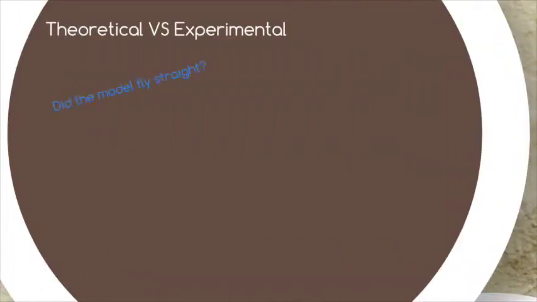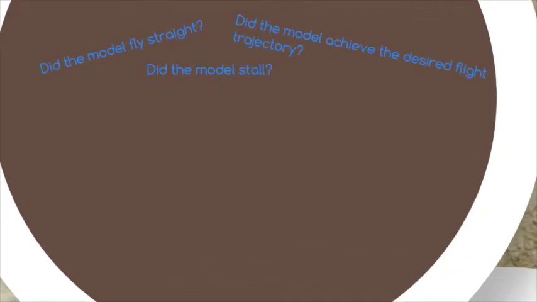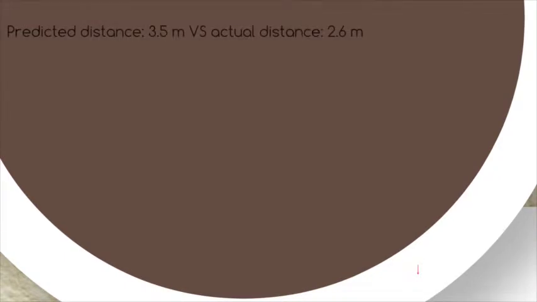So did the model fly straight? Did the model achieve the desired flight trajectory? Did the model stall? All these factors contribute to off-ideal performance. Comparing the most ideal flight condition case with the selected wing, the glider flew 2.6 meters compared to 3.5, as measured from the beginning of the ramp.